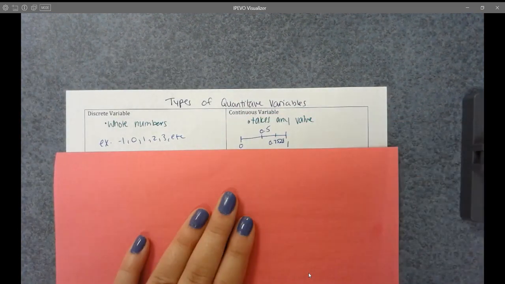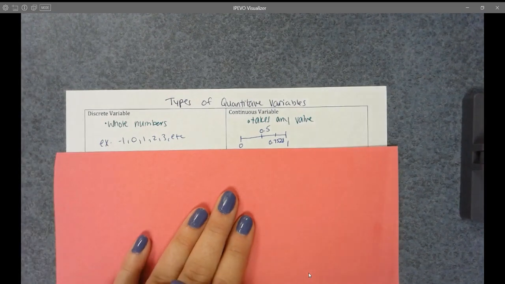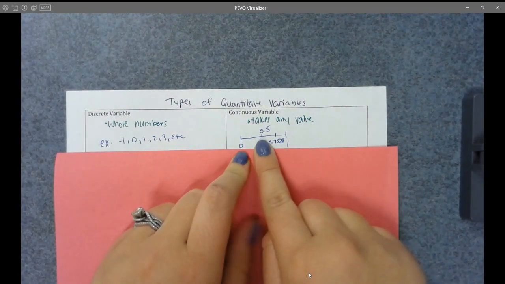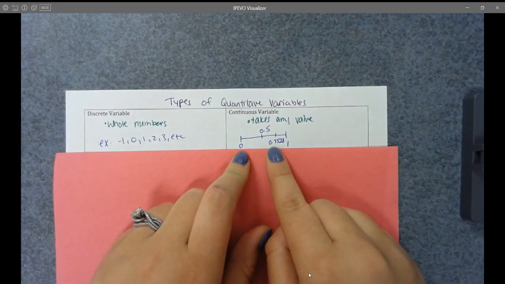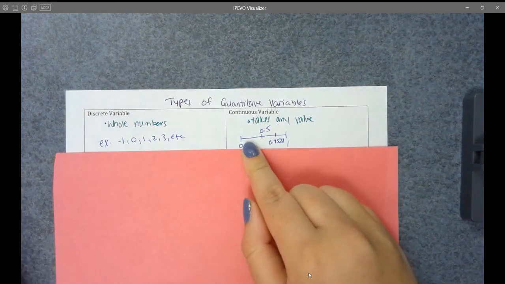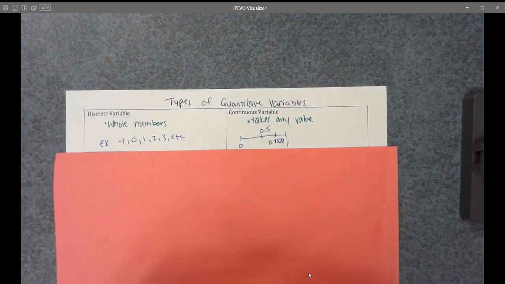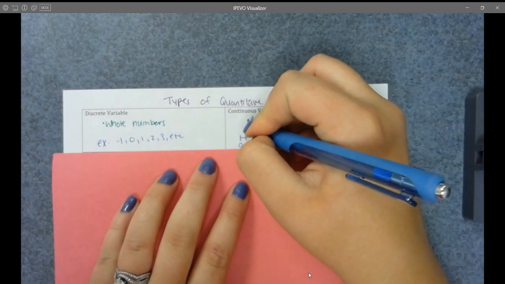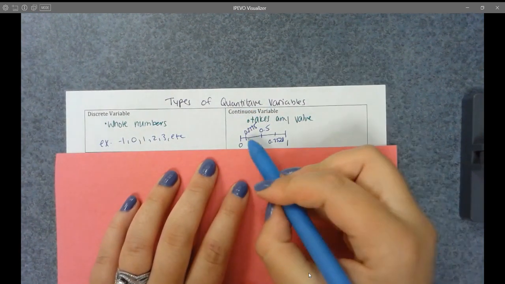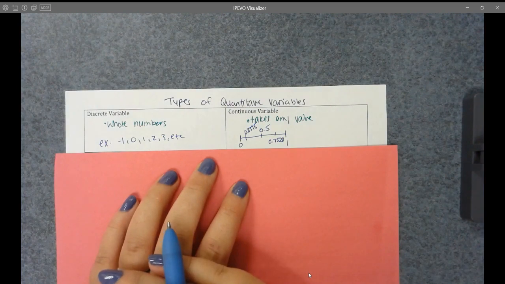That's different from a continuous variable, which can take any value. So for example, from 0 to 1, it could take 0.5. It could take 0.7528. It could take 0.2395. Any of these are eligible for a continuous variable. It's going to take any value, and we could have as many decimal places as we wanted in this range.